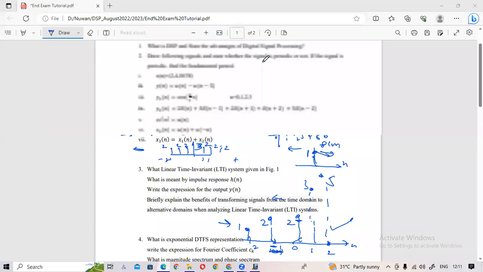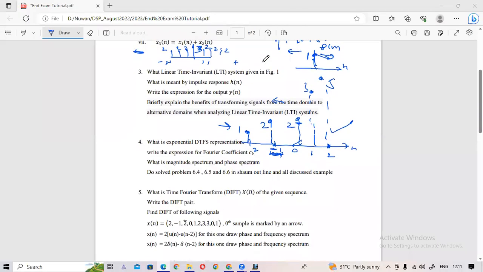Okay, let's go to the second one. Actually, this is the second question. So here, what is a linear time invariant system?